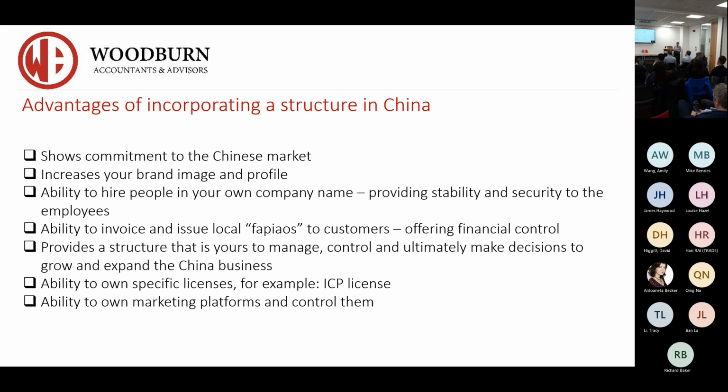You will have the ability to hire your people in your own company name. And obviously that will provide security, stability to those that might be on the Launchpad scheme moving over. You'll be able to issue FAPIAOs yourself and have full financial control.